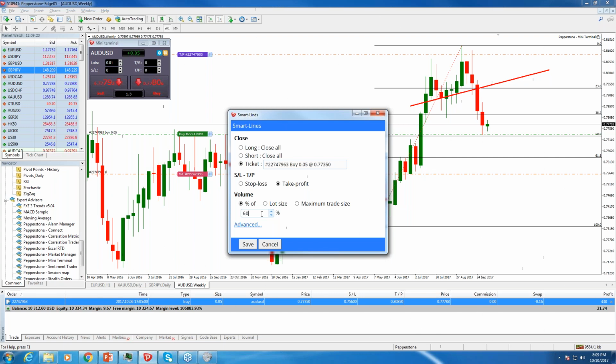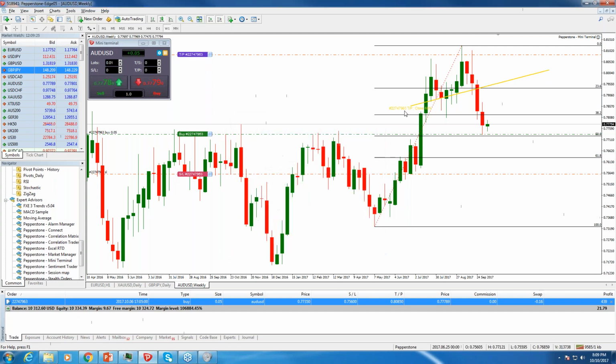So if we put 60% here and then press save, you'll notice that line has now changed to yellow, and it has here a take profit, close 60% of our 0.05 of a contract. So if that was one contract, obviously it'd be closing 60% of one contract, or 0.6. It's a really, really handy tool, and if you haven't got this on your system, definitely talk to your account manager at Pepperstone, because they're a very, very handy toolbox, including the mini trade terminal.